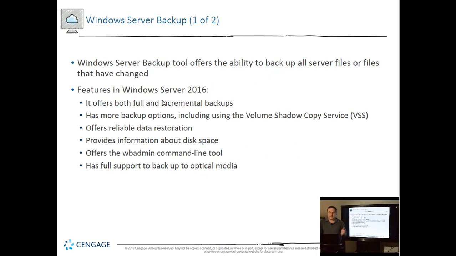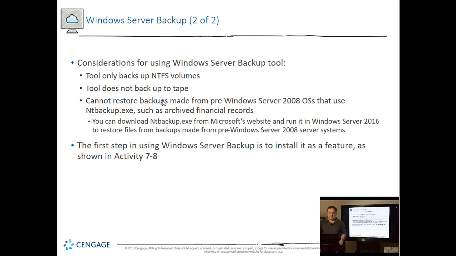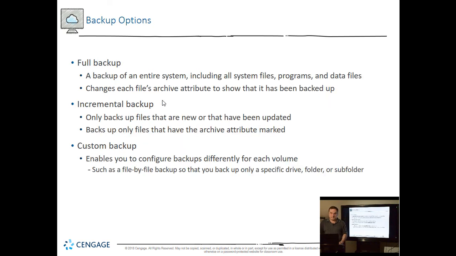You can back up everything or specific files, folders, or applications using Windows Server 2016. You can also do it through the command line if you want, and you can back it up to many different types of media. The tool only backs up NTFS volumes, so if you have FAT32 volumes, you will not be able to use the Windows 2016 Server backup tool. You might have to use a third-party program, and the tool does not back up to tape anymore, so that's something that has been dropped.